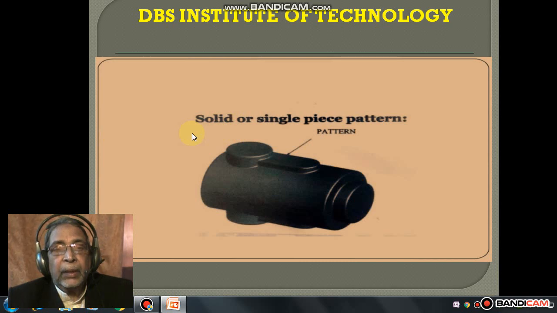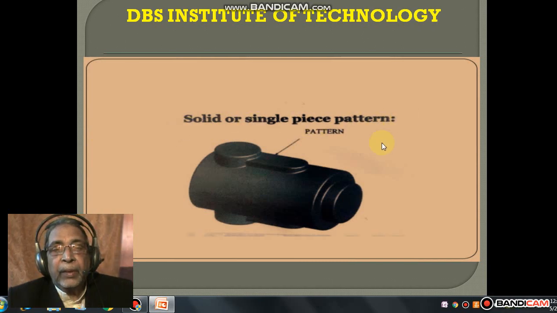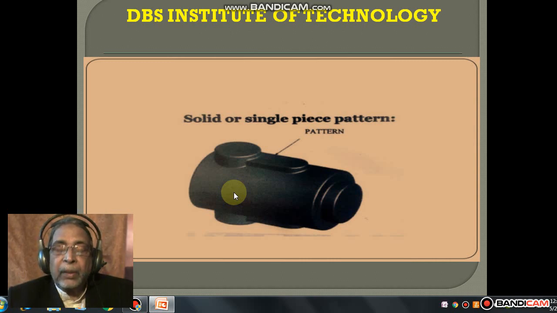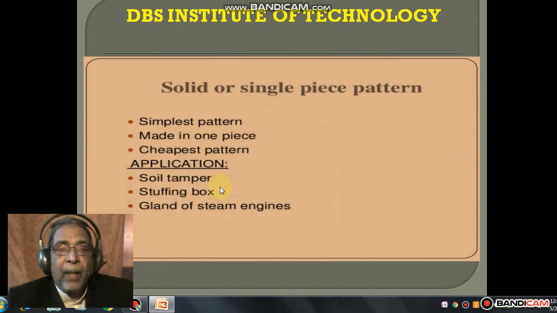Now you are seeing a single piece pattern. This is a solid single piece pattern. It's only one piece, not two pieces or three pieces. This single piece pattern can be used in castings. Solid or single piece pattern.